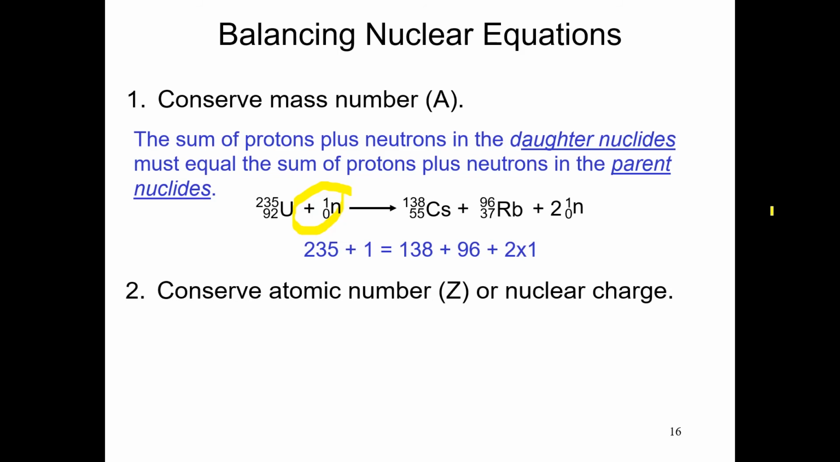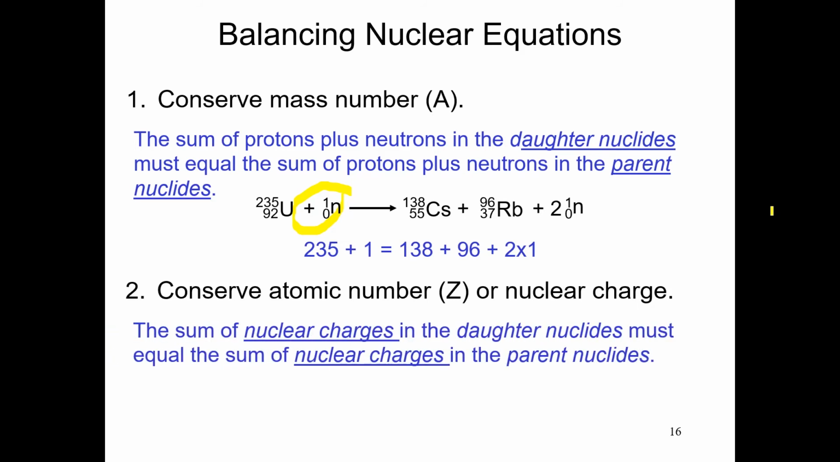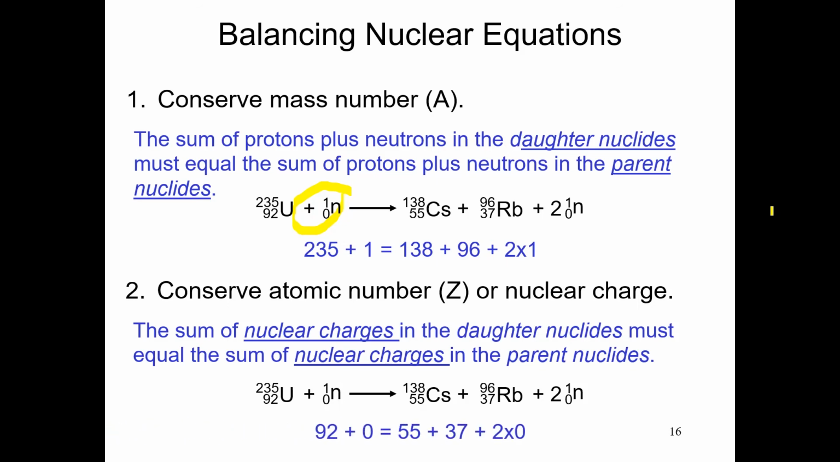The second rule is we have to conserve the atomic number, Z, or sometimes called the nuclear charge. So the sum of the nuclear charges in the daughter nuclides must equal the sum of the nuclear charges in the parent nuclides. So let's look at this equation again. And this time we're going to look at the numbers on the bottom. So for the left side, for the parent nuclide, we have 92 plus 0. And for the daughter nuclides, we have 55 plus 37 plus 2 times 0. Remember, we're adding the values across the bottom. So that's it.